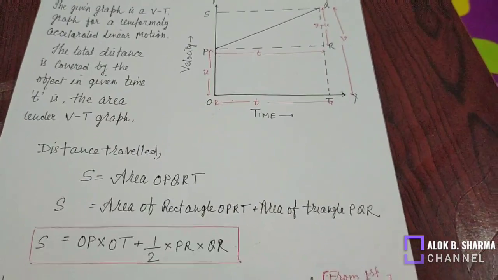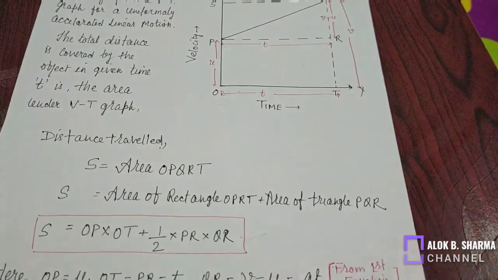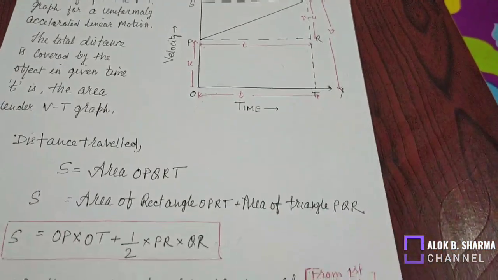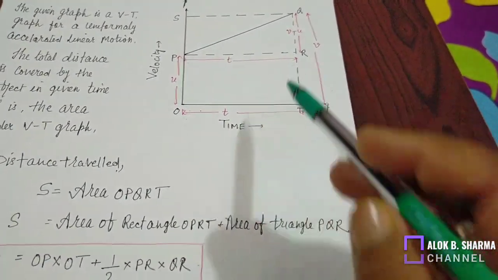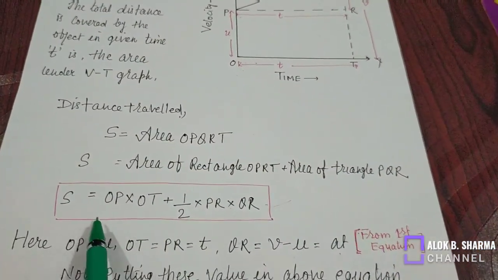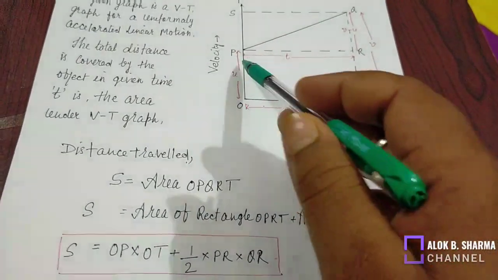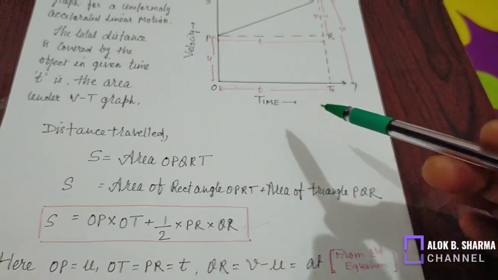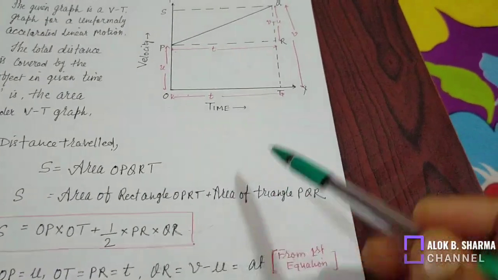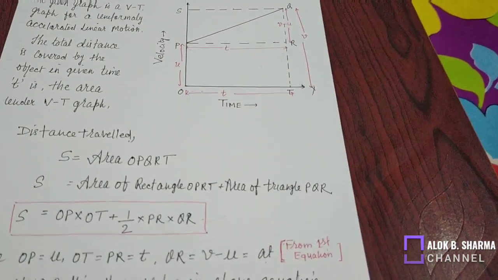Now we write the formula. Area of rectangle is length into breadth, that is OP into QT. And area of triangle is half into base into height. PR is the base, height is QR. So this is the formula. Now we put all the values in our equation. See in the graph, OP equals u. OT equals t, PR equals t also. OT and PR are the same.